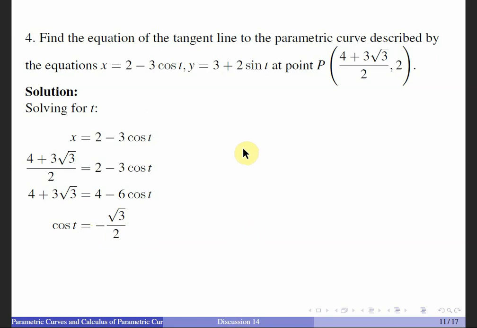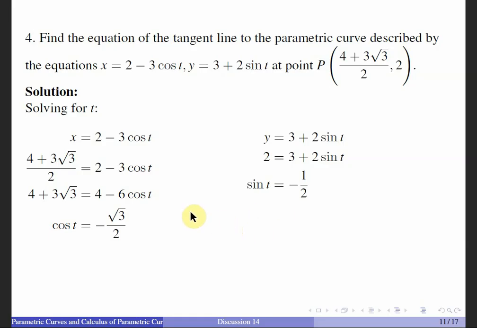So let's do that as well with y. So we have 2 is equal to 3 plus 2 sine t. So you get sine t is equal to, so transpose 3 to the other side and then divide by 2. So that's equal to negative 1 over 2. Okay, so since we have here sine t and cosine t, then we again use the interval 0 to 2 pi inclusive.